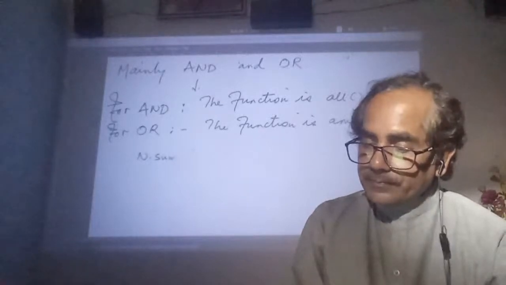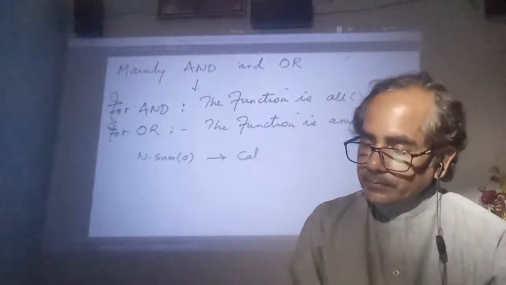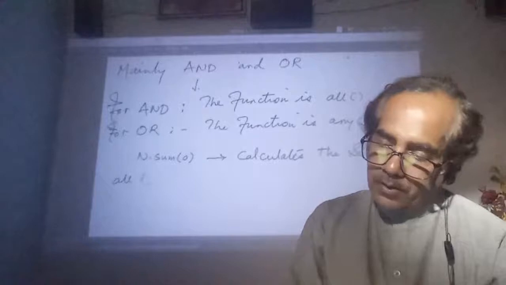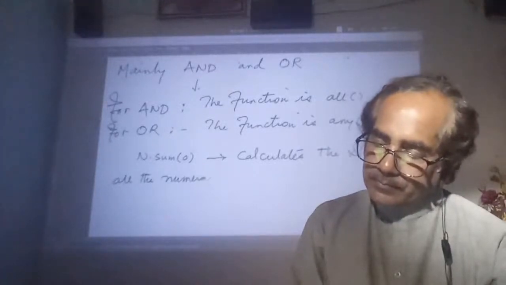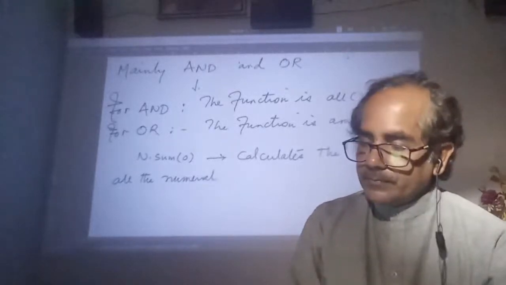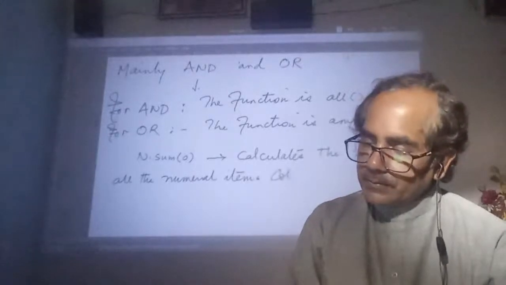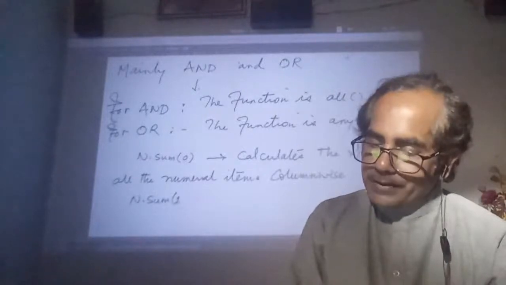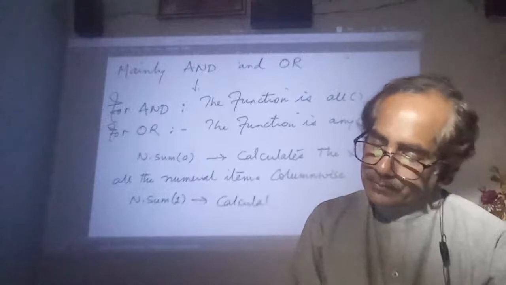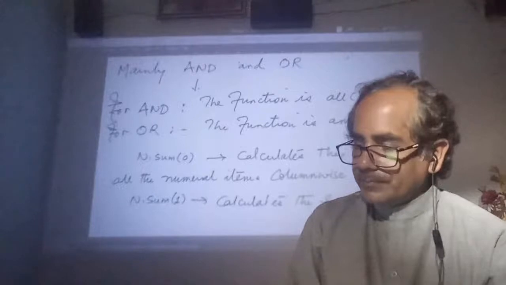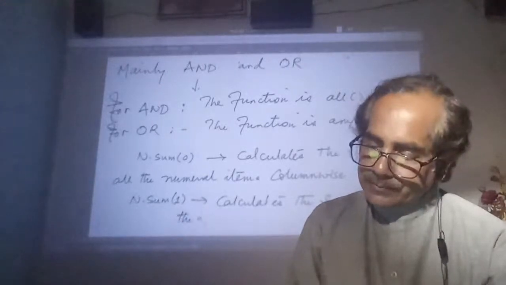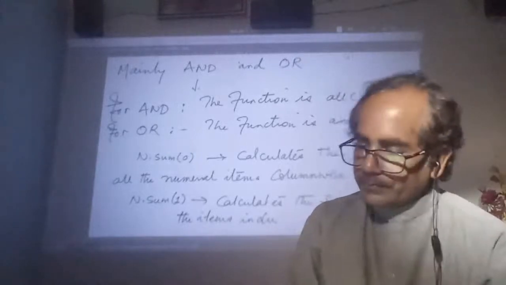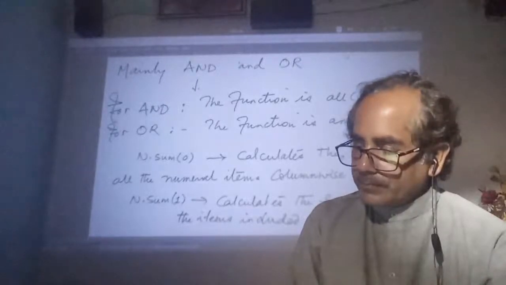So n.sum(0) calculates the sum of all the numeric items column wise, and n.sum(1) calculates the sum of all the items included row wise.